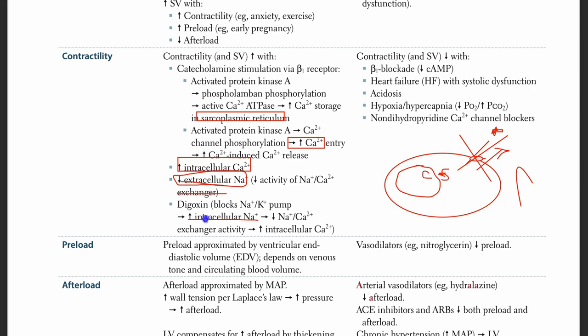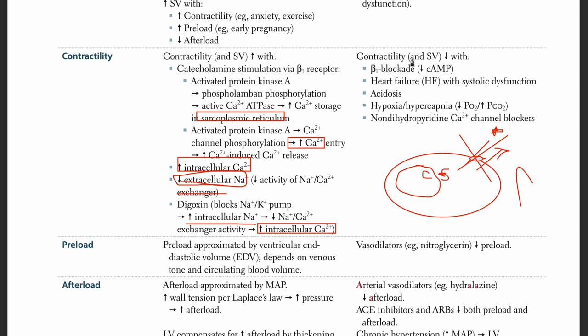I'm confusing myself now. So increase in intracellular sodium will cause decrease in sodium calcium exchange activity, which increases this. This is the main thing you've got to remember: there's an increase in intracellular calcium, and intracellular calcium causes contraction. We'll do that in musculo, but there's myosin and all that stuff, troponin C and all that stuff that does the contraction. It's similar to that.